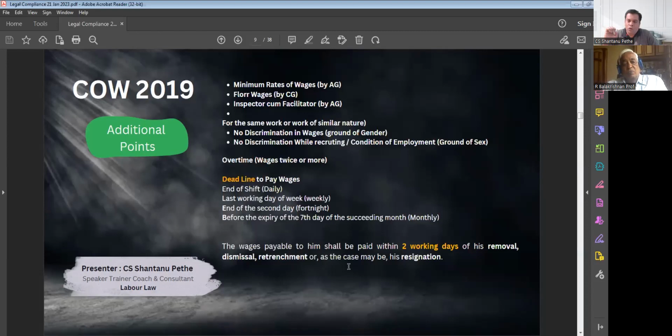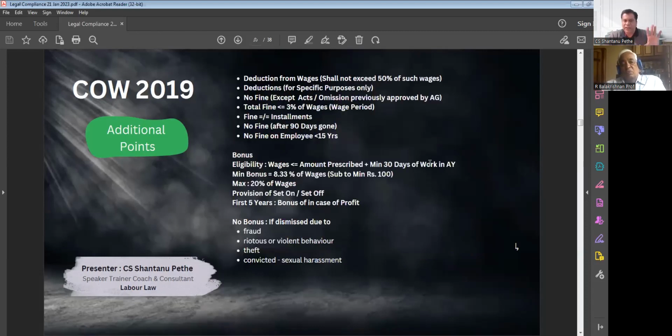Normally the employer says, okay, we will settle your account next month or like that. No. Here, this Act says that you have to settle the accounts within 2 working days if he is removed, dismissed, retrenched, or even if he has given a resignation. So I think these things you should note carefully. Now, there are certain other provisions also.